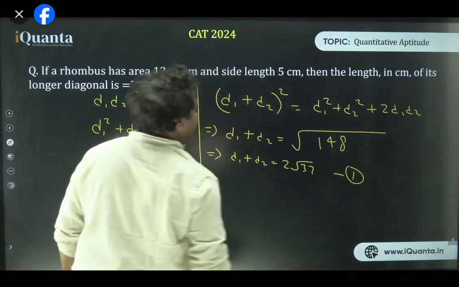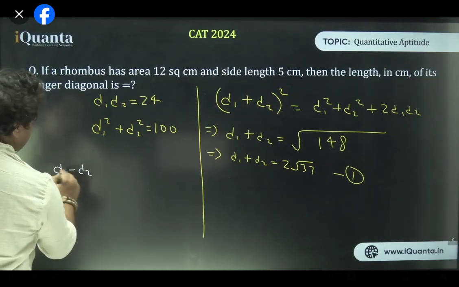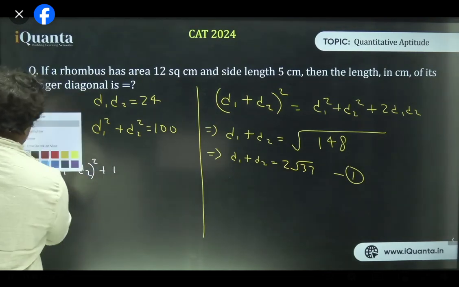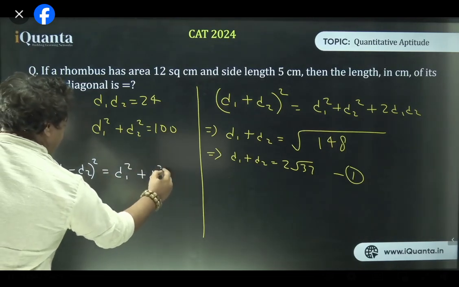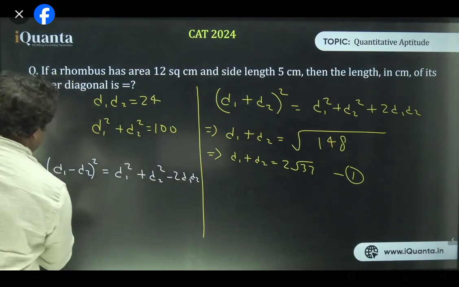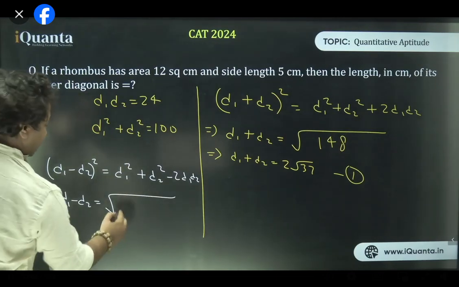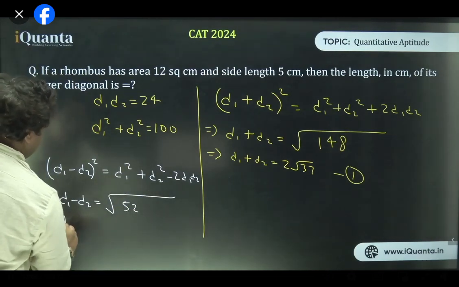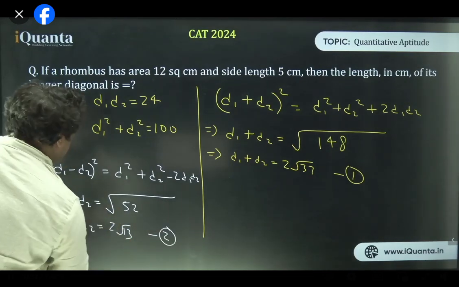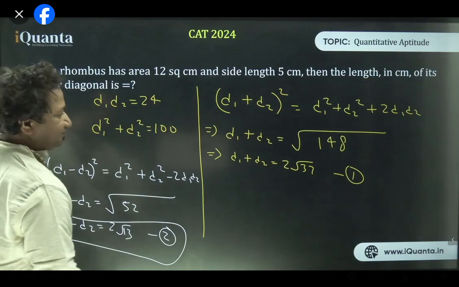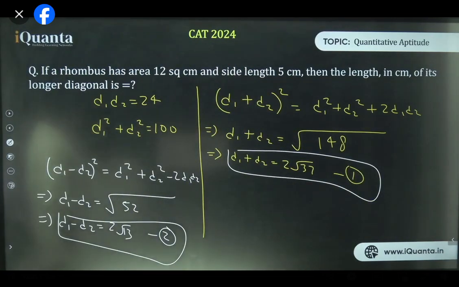Let this be equation number 1. And we also know that d1 minus d2 whole square is given by d1 square plus d2 square minus 2d1 d2, right? Which means if I solve this, I'll get d1 minus d2 is equal to square root of 100 minus 48, that is 52. If you solve this one, you will get 2 root 13. Let this be equation number 2. We have equation 1, equation 2, and if I add them up, I'll get the value of d1. If I subtract, I'll get the value of d2, isn't it?